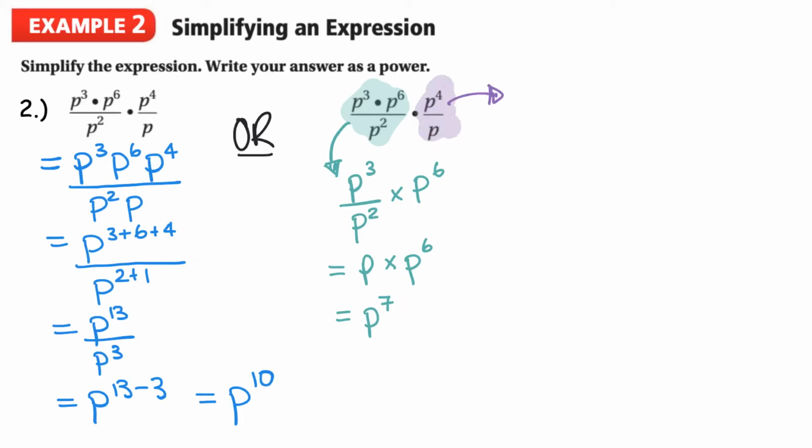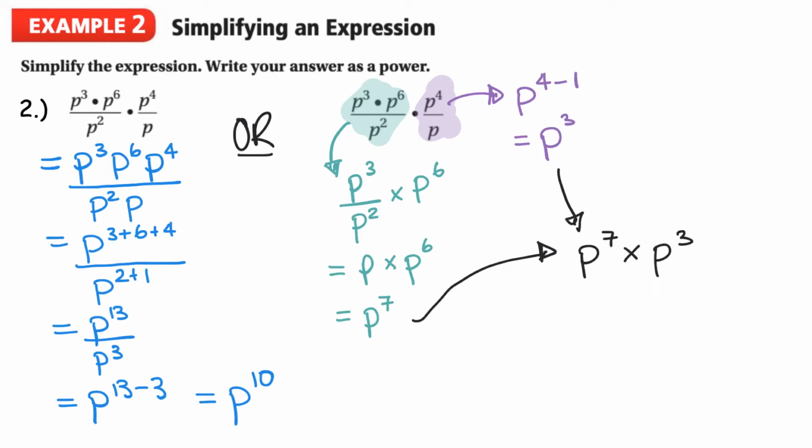And then if I look at this other fraction here, they're being divided, so we can subtract. We got p to the power of 4 take away 1, and then we get p to the power of 3. So then we have our two separate parts. We can do p to the power of 7 times p to the power of 3, and we are multiplying with the same base, so we're going to add. So we're going to have p to the power of 7 plus 3, which gives us p to the power of 10, and then again, two different strategies, same answer.